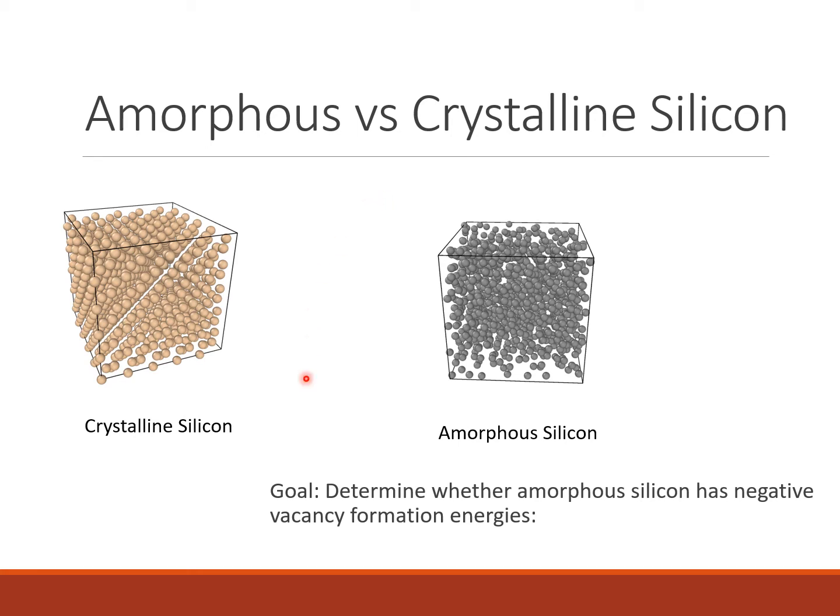And thus, for crystalline silicon, all the atoms have identical positive vacancy formation energies. However, for amorphous silicon, the vacancy formation energies differ as all the atoms are differently arranged. And thus, these differing vacancy formation energies may be negative. So the goal of this project is to determine whether or not amorphous silicon has negative vacancy formation energies in its structures.